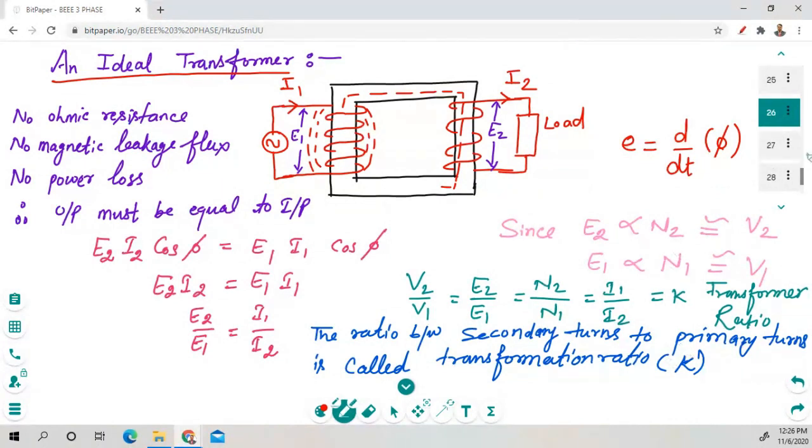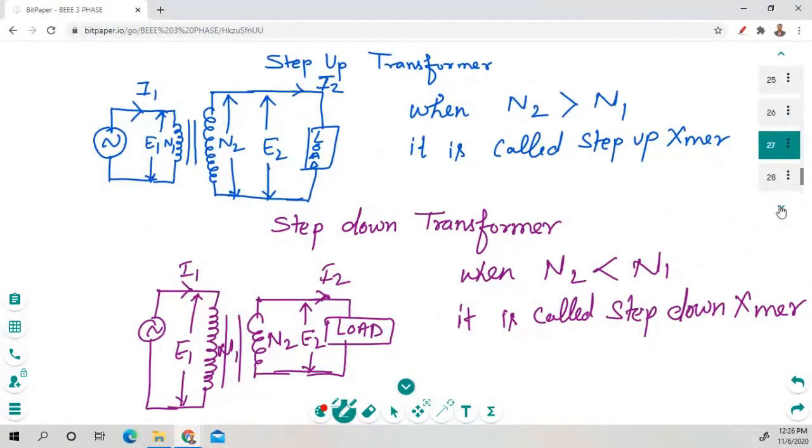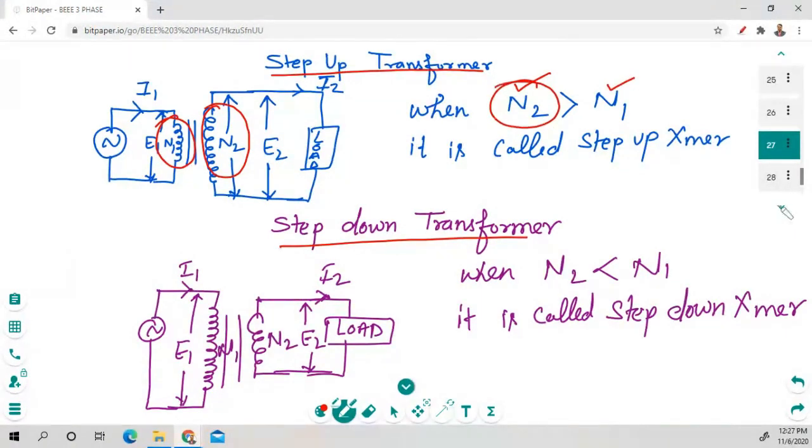Okay, so this is the transformer ratio. Now come to the next step. There is a step-up transformer and there is a step-down transformer. So what is the step-up transformer? As you can see from this figure, on the primary side there is an N1 winding, and on the secondary side there is an N2 winding. And you can see that the N2 winding is greater than the N1 winding. When the N2 winding is greater than the N1 winding, it is called a step-up transformer. So here, if we apply a voltage like 12 volt, it can be increased up to 24 volt.